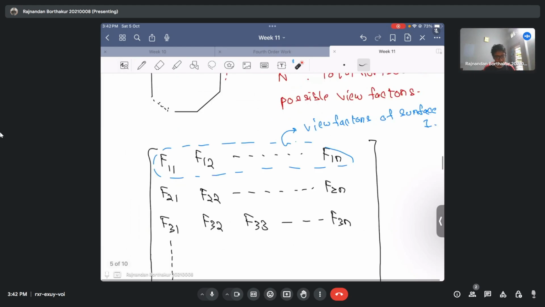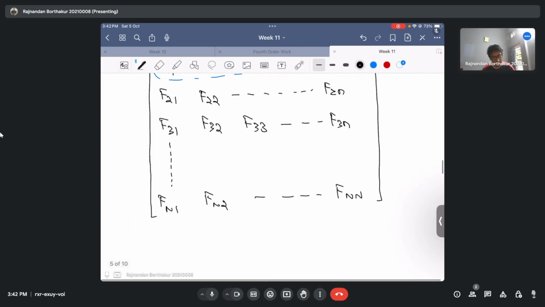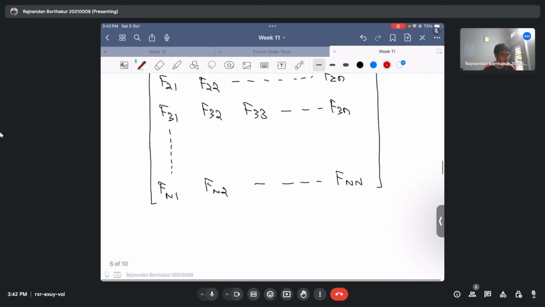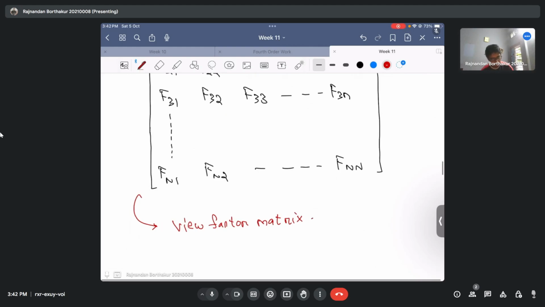So this matrix that I wrote here, I call it generally my view factor matrix for n surfaces.